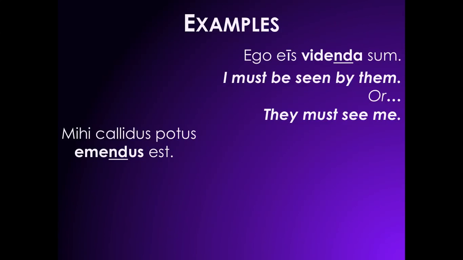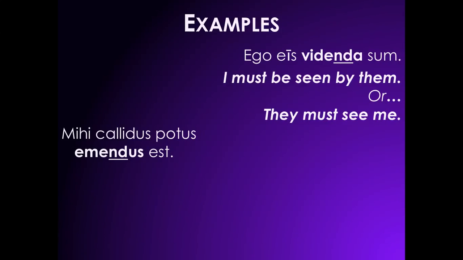So now we have mihi calidus potus amendus est. Okay, so we have amendus in our gerundive form here. You see that nd. Break it down. You've got ame, amere, and emo, amere, amiwi. I believe amiwi is the perfect. Would be to buy something. So something must be bought by someone here.